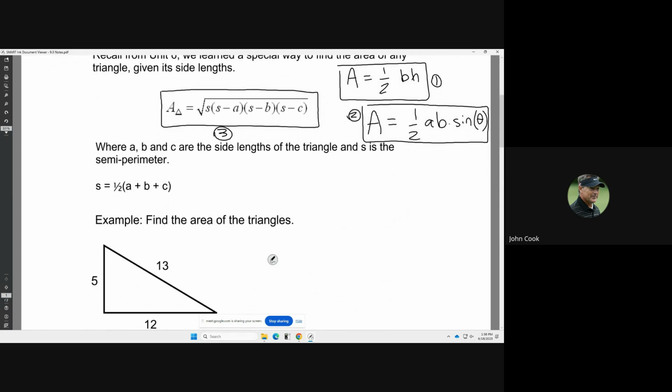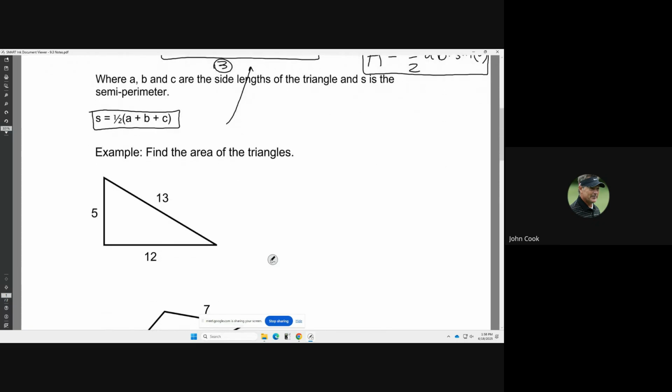First thing you need to find is something called the semi-perimeter, which is what it sounds like. Semi means half, so half of the perimeter of the triangle, and then you just simply plug it into this equation over here with A, B, and C being the side lengths. So find the area of this triangle.